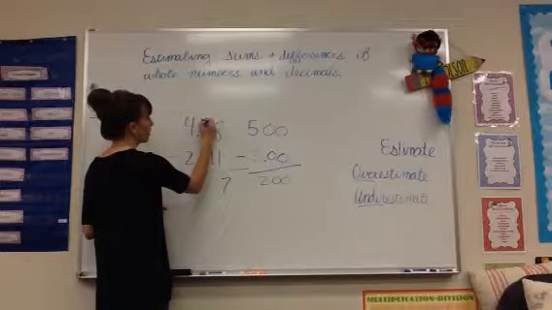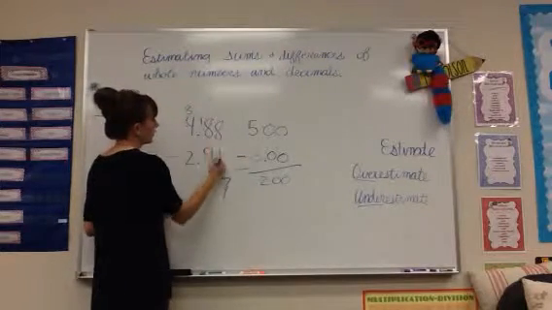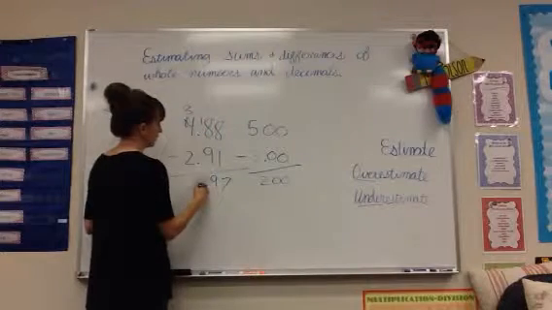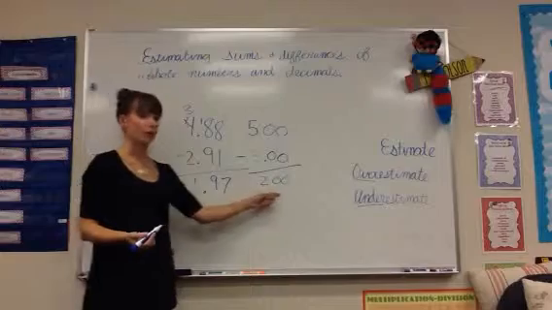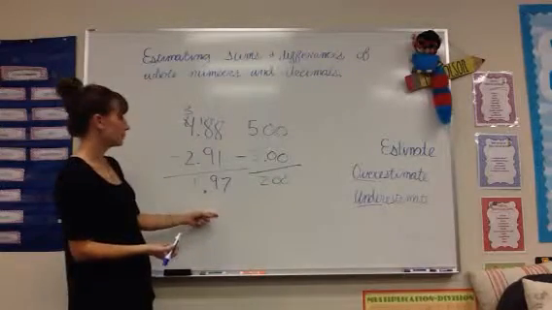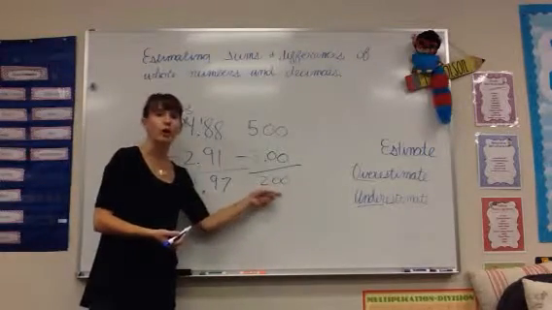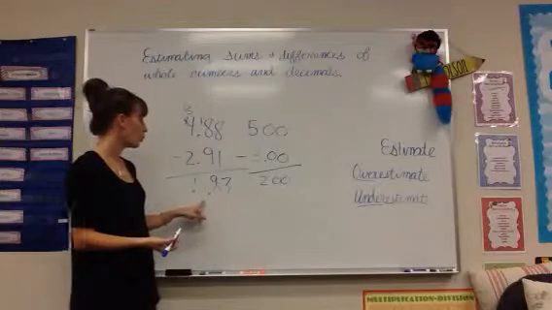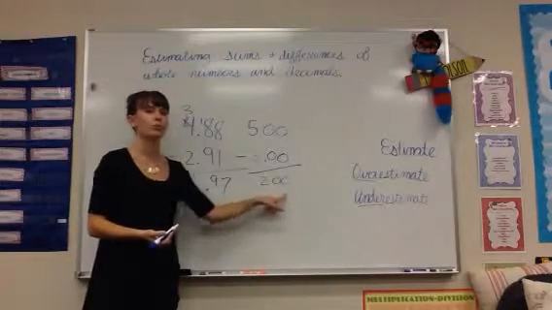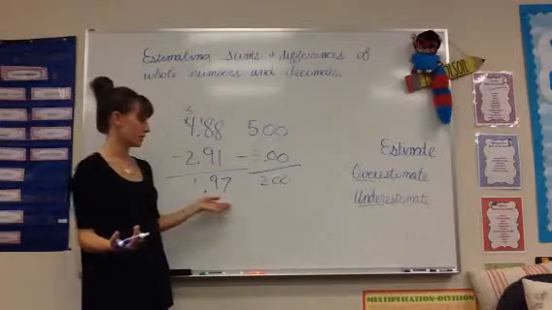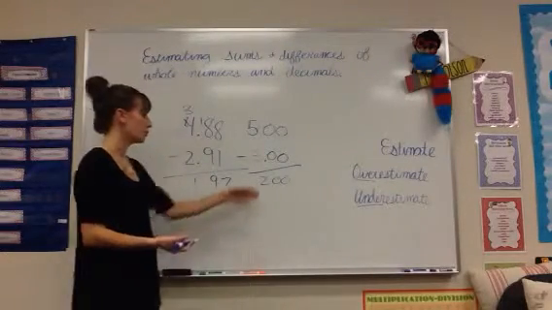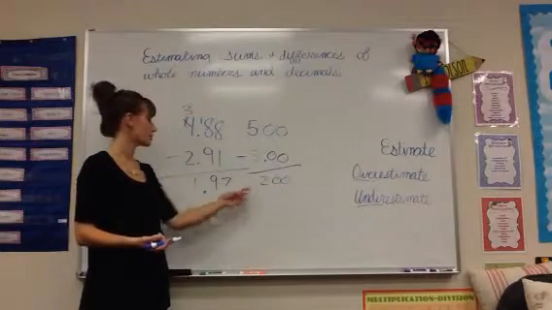We got to borrow. It's barely over. Hopefully I solved that right. Let me know if I didn't. It's barely over, but it is still more than 1.97, 2.00. That was a pretty good estimate. It's almost exactly the same. It's only 0.03 different. But you can see that this is an overestimate because it's more.